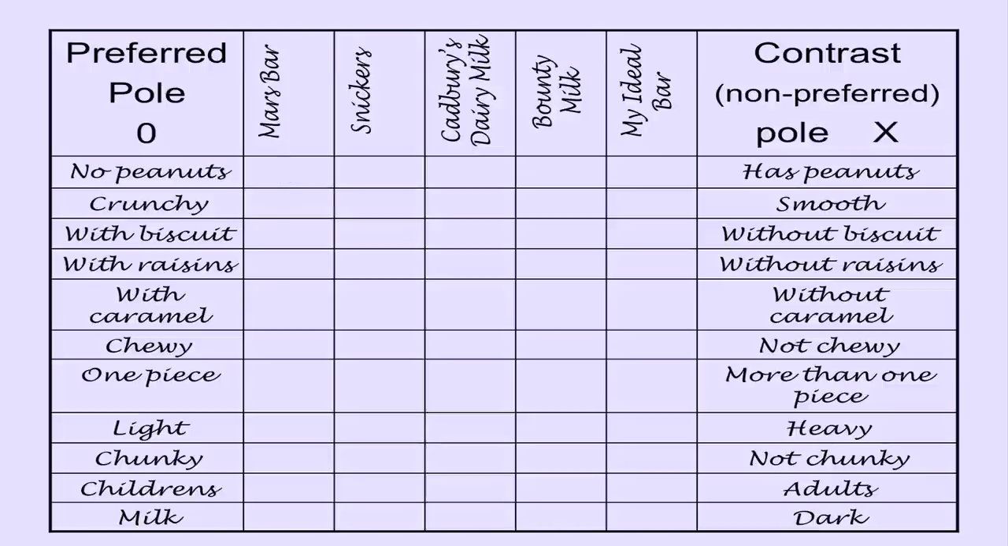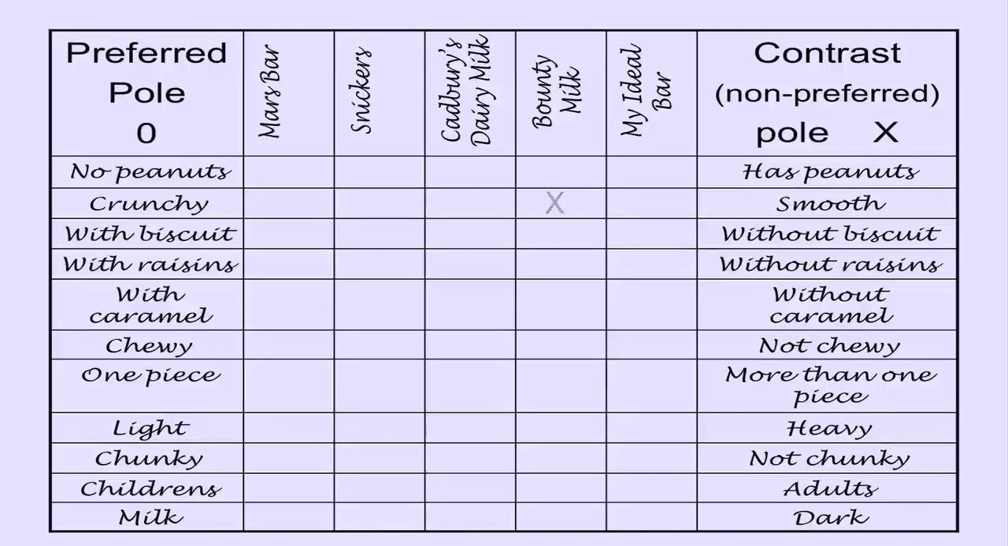You put a naught or a cross in each of the boxes depending upon which end of the construct each of those elements represents for you. So when it comes to something like, let's say, crunchy versus smooth down here, you'll come to bounty. Is a bounty crunchy or smooth? Which end of the construct does it tend towards? Does it tend to be rather smooth or a bit crunchy? And you would put a naught or a cross in that box, depending on which end of the construct it seems to occupy for you. Okay?